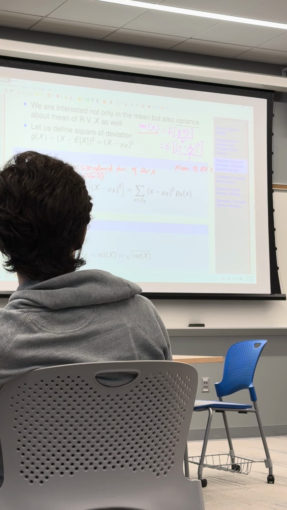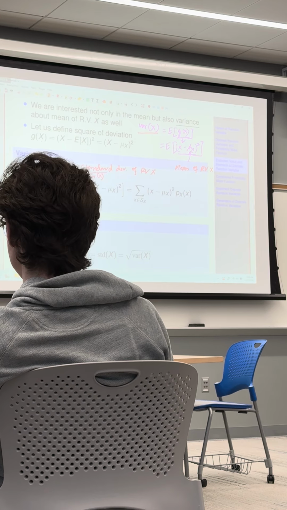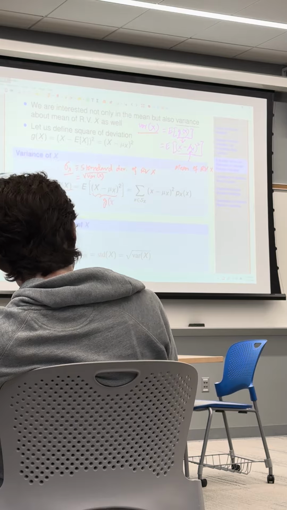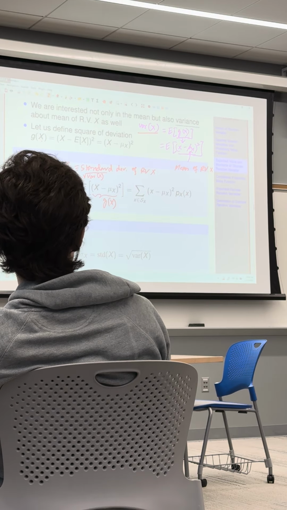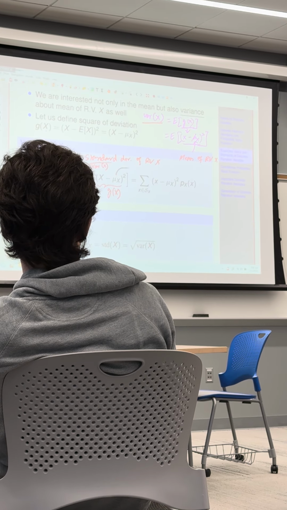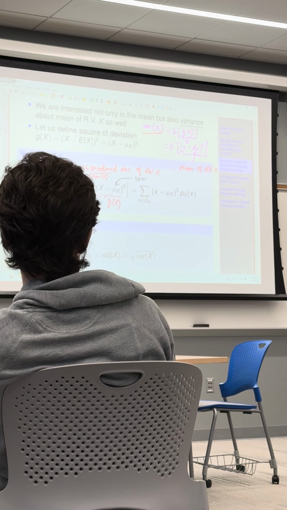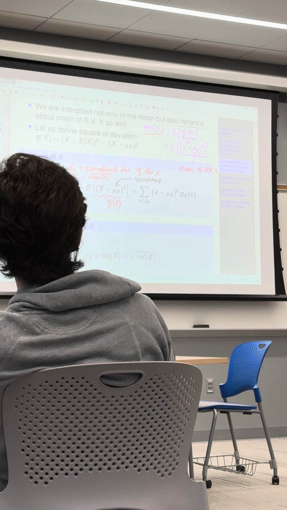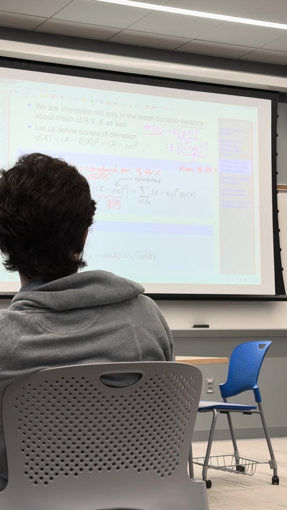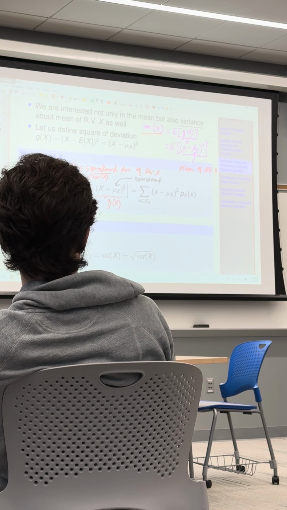And you apply the expectation operator, and when you apply the expectation operator, think of this as g of x. What you see here is constant. It's just the mean. So x minus a constant, and then you take the square. So this becomes a function.